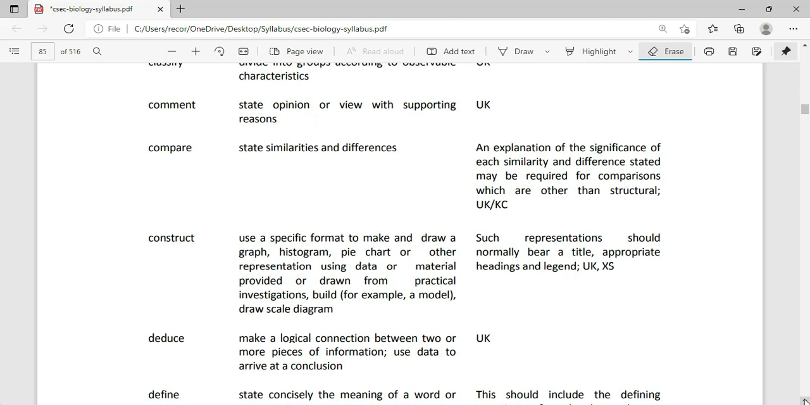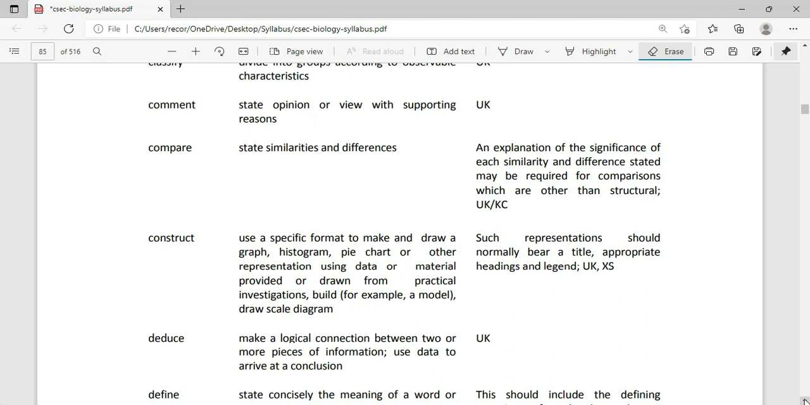Draw scale diagram. So construct any one of these drawing things, whether you're looking at a graph, the histogram, the charts, the table, you're drawing, making a model, all those you pretty much find in this group of things that we construct. Such representation should bear a title, appropriate heading, and legend. Use of knowledge, and this is commonly seen with experimental skill.